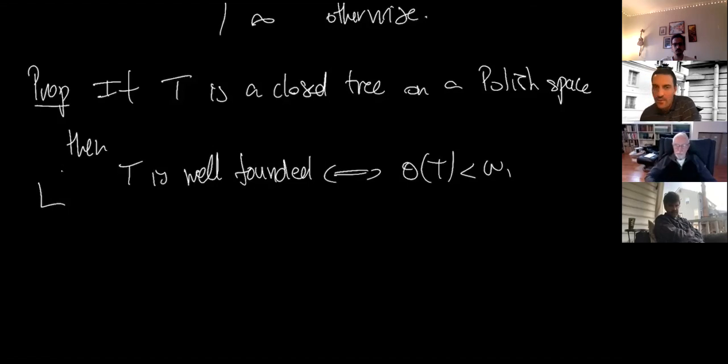The way we're going to use it, the way Bourgain used it, is that if the ordinal is at least omega 1, then it means that the tree is ill-founded and that there is an infinite branch. So to ensure that there is an infinite branch in your tree, you need to show that the order of the tree is larger than every countable ordinal.